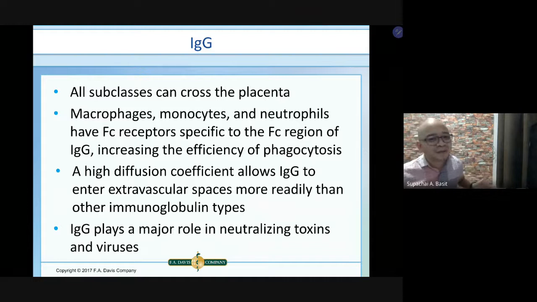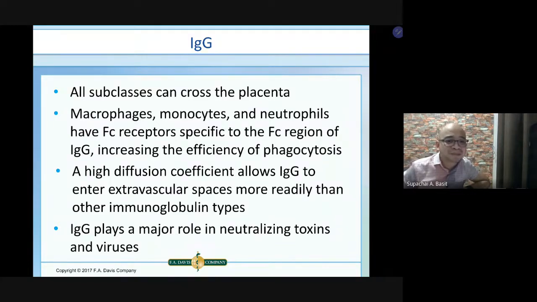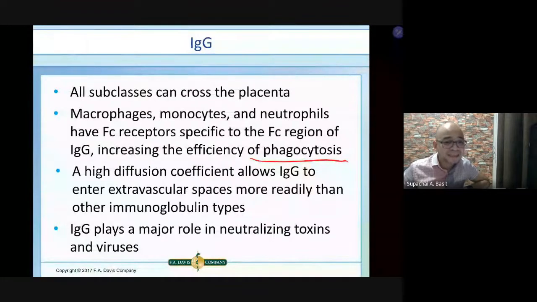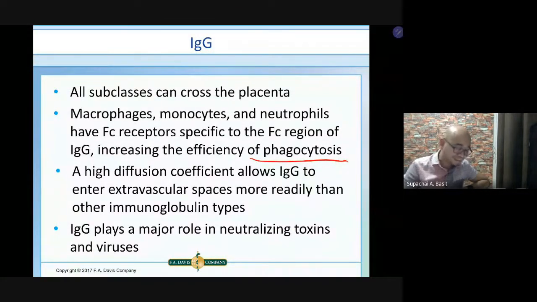So remember that all subclasses of IgG can cross the placenta from IgG1 to IgG4. So macrophages, monocytes, and neutrophils have Fc receptors specific to the Fc region of IgG. Meaning to say, kakampi talaga natin ang IgG when it comes to efficiency of phagocytosis. So a high diffusion coefficient allows IgG to enter extravascular spaces more readily than other types of immunoglobulins. So imagine, they can go out of the blood vessel.